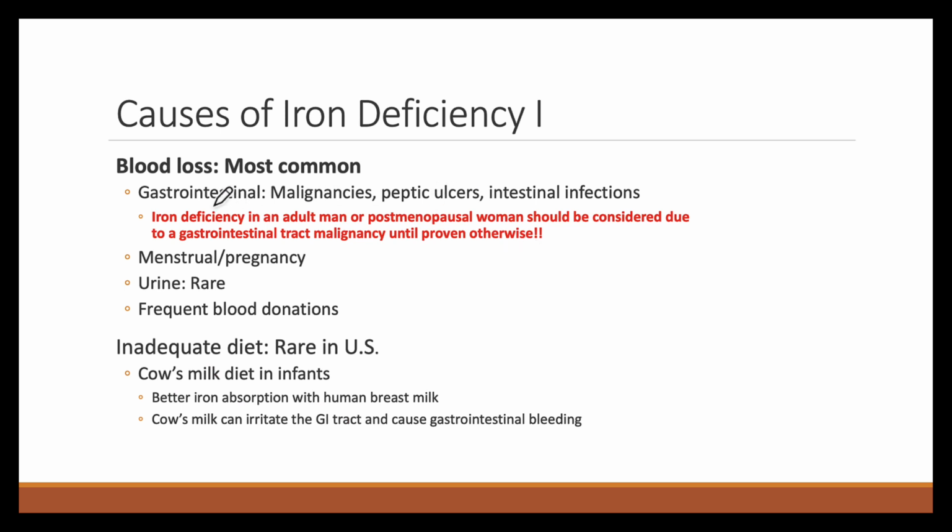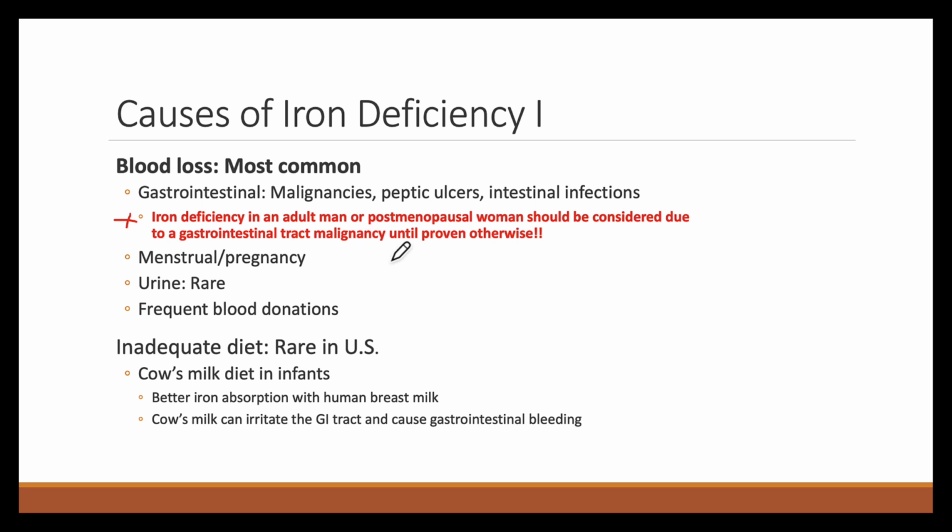So when it comes to iron deficiency, it's very important to establish the cause because it could be something quite significant. Blood loss is most common, specifically GI blood loss, very common from malignancies to peptic ulcers to intestinal infections in certain parts of the world. And I think this is important to stress because iron deficiency in an adult man or postmenopausal woman should be considered due to a GI malignancy until proven otherwise. So it's very important to ask if they've had a recent colonoscopy.